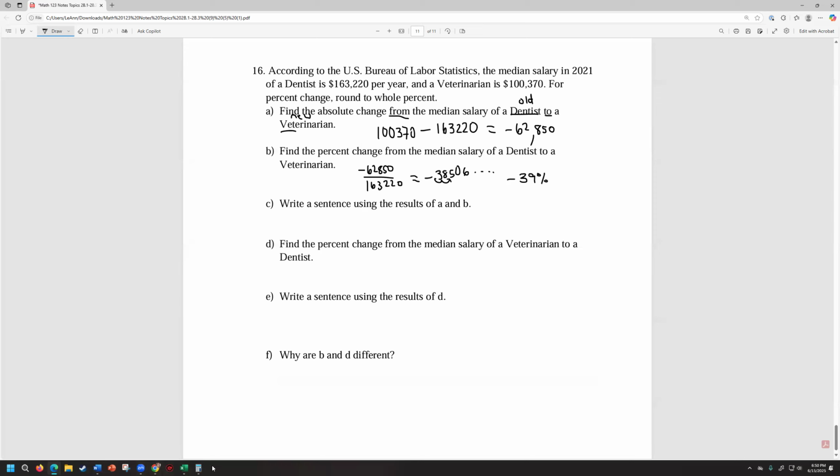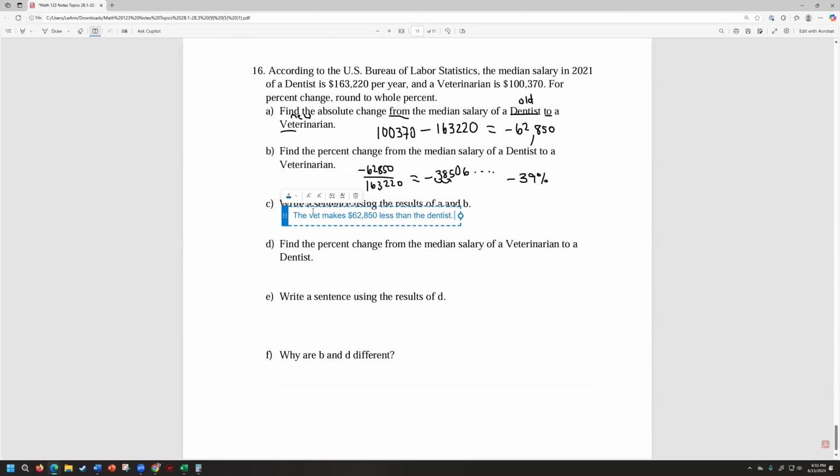Okay. Now we're going to write a sentence using these results. Now there's 2 ways you can write this. You can write it using the absolute change, or you can write it using the percent change. And again, when you write these sentences, because this is going to help you in project 2, you always start with the new reference first. You'd say the vet makes, and now you're going to say a certain amount more or less, depending on which way our sign is going, than the dentist. So they make 62,000. Notice I'm not putting the negative here because I'm going to use the word less than the dentist.